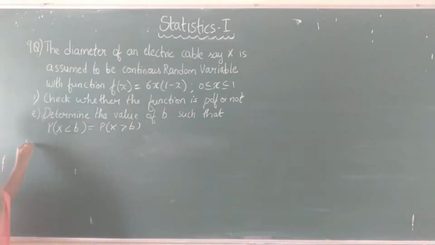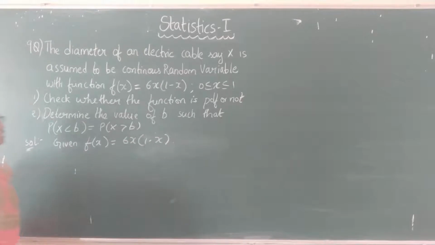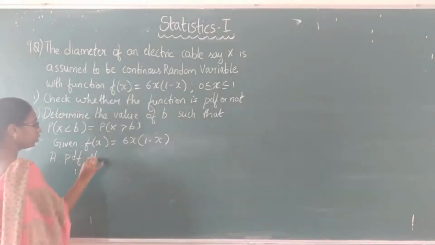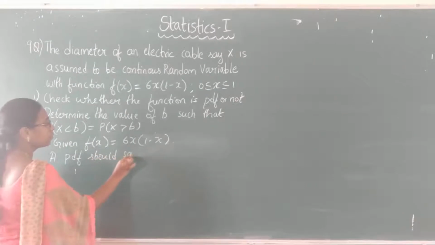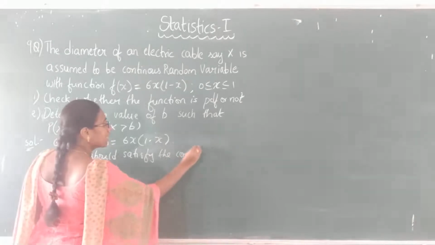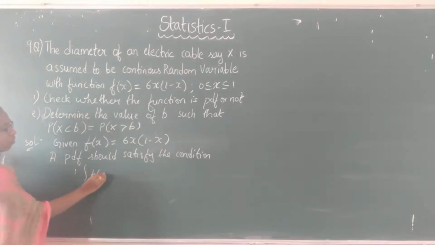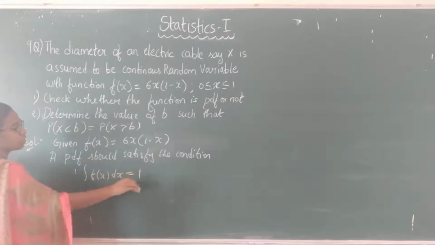So coming to the solution, given the function f of x equals 6x into 1 minus x. A PDF should satisfy the condition. What is the condition which should be satisfied by the PDF? The total probability should be equal to 1. That is, the integral over f of x dx should be equal to 1.